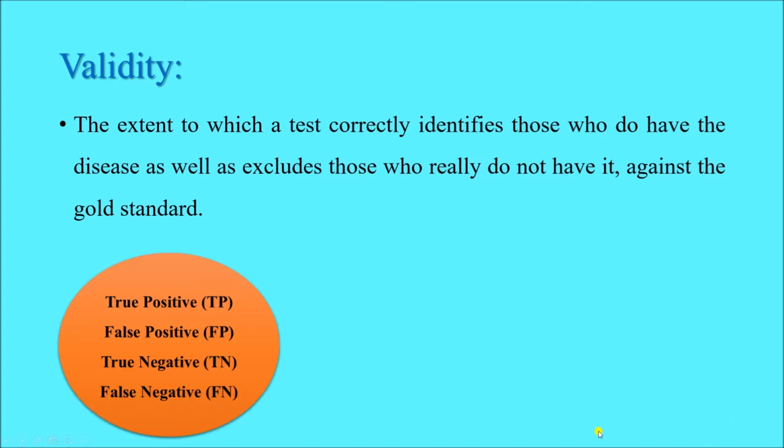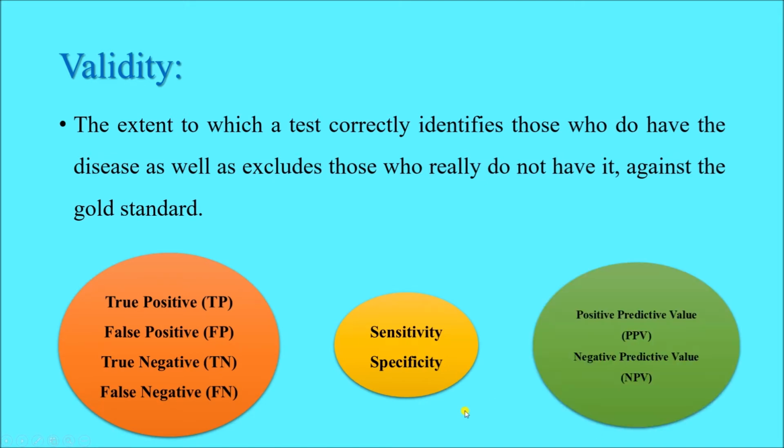Whenever we talk about validity, there are certain terminologies we come across, like true positive, false positive, true negative, false negative, sensitivity, specificity, and positive predictive value, negative predictive value, etc. We are going to discuss each and every one of these terminologies in detail today. Now first, the reality check.